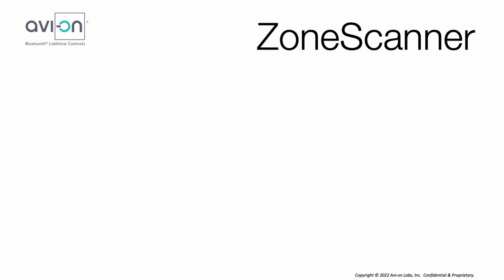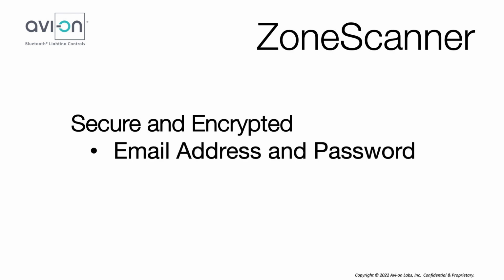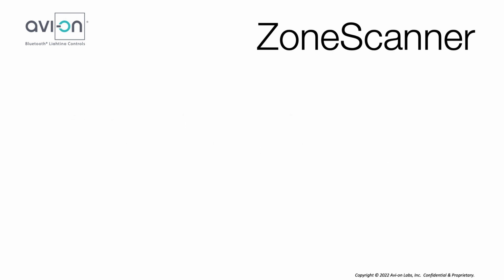First, each Avi-on project or account is secure and encrypted. Each project will have an email and password associated with it. You interface with the project using this email address and password. Let me show you how to get the 4-digit code to link the ZoneScanner app to your project.